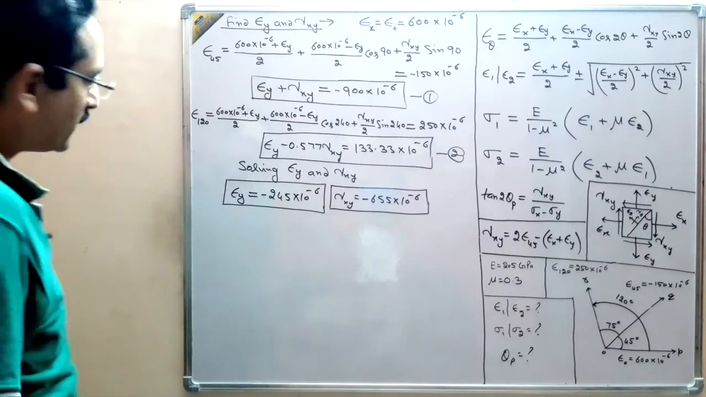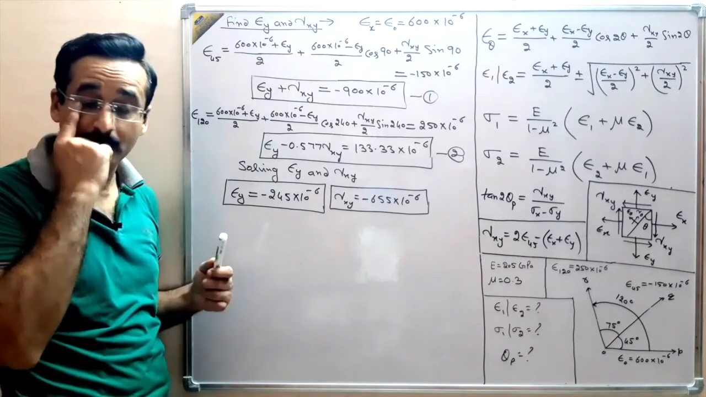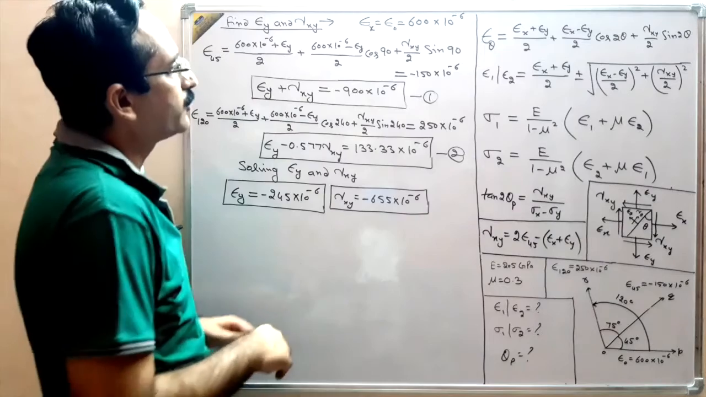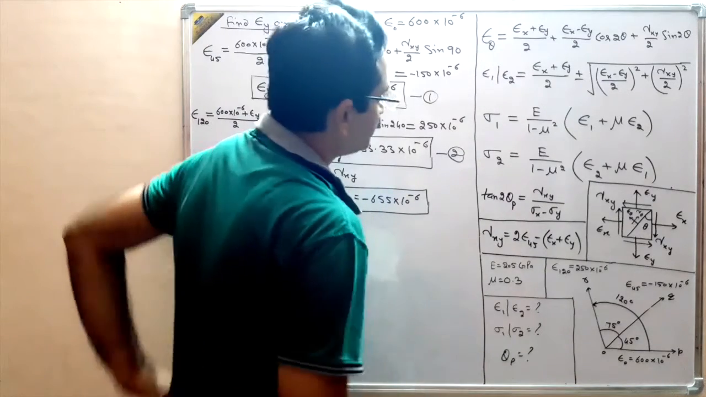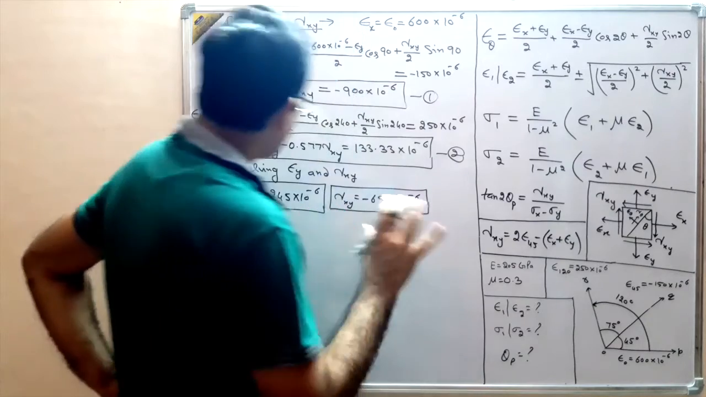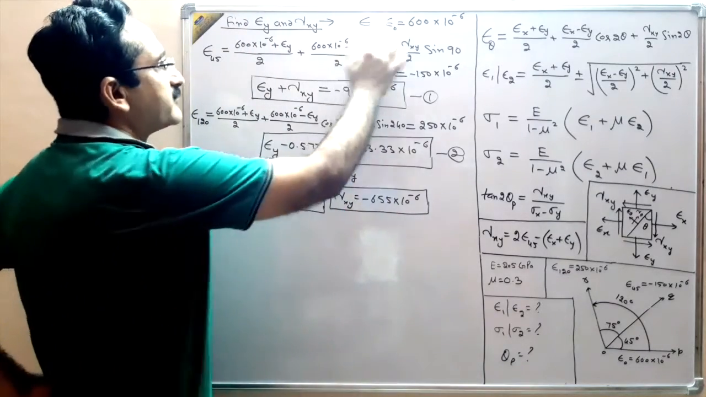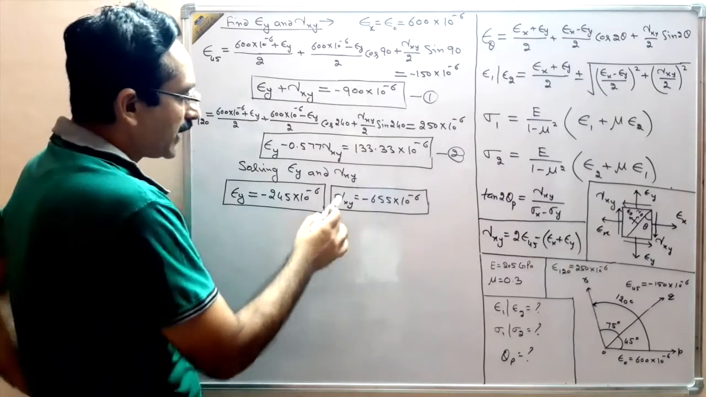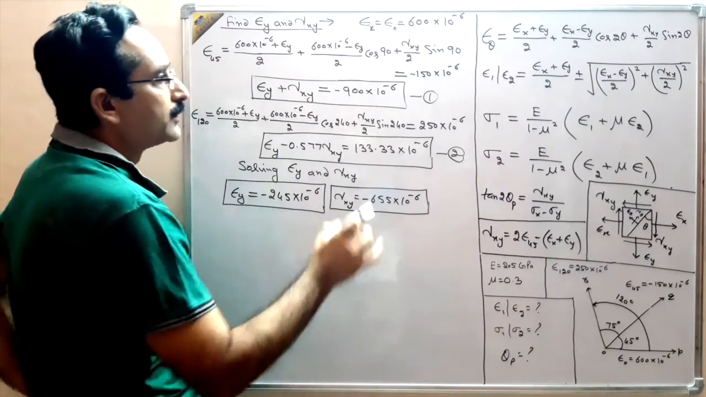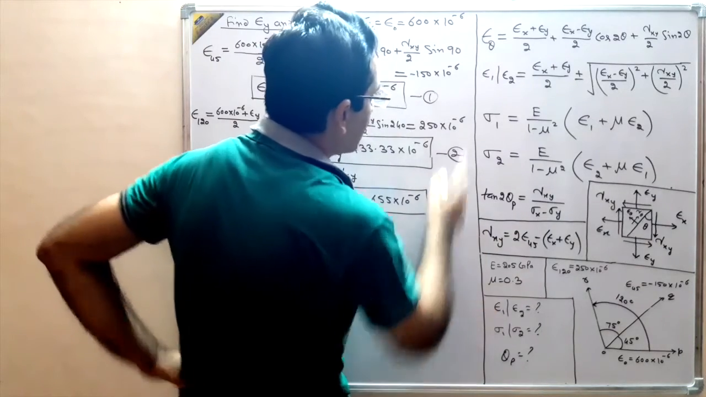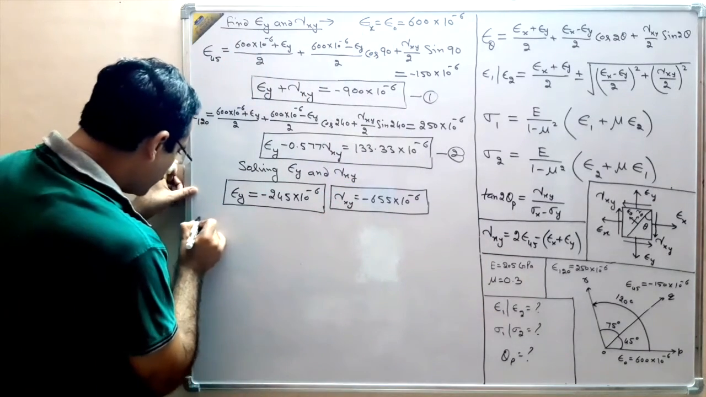So suppose you have solved it and you have got these values. Now our aim is to find epsilon 1 and epsilon 2, right? So now we have three values. Epsilon x we already have, epsilon y we have calculated, and gamma xy also we have obtained. So find out epsilon 1 and epsilon 2. So what are epsilon 1 and epsilon 2?